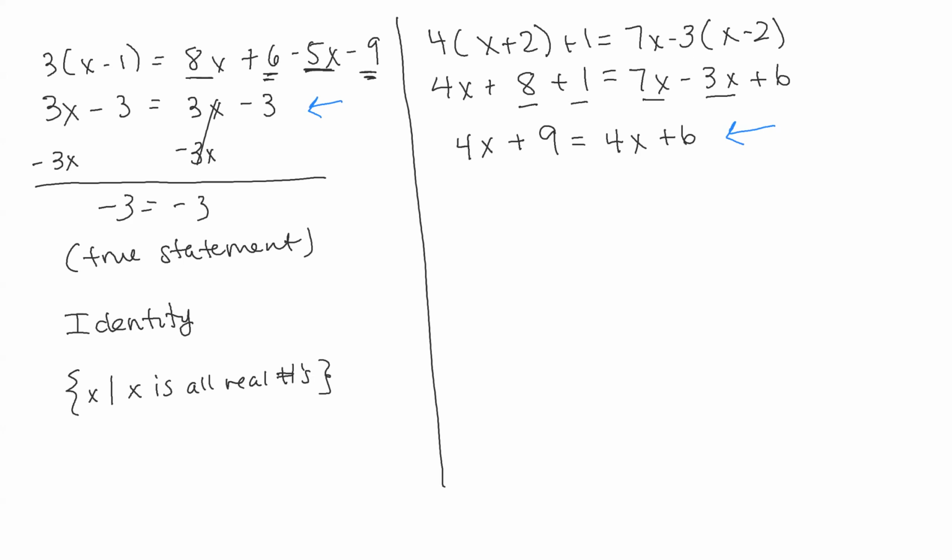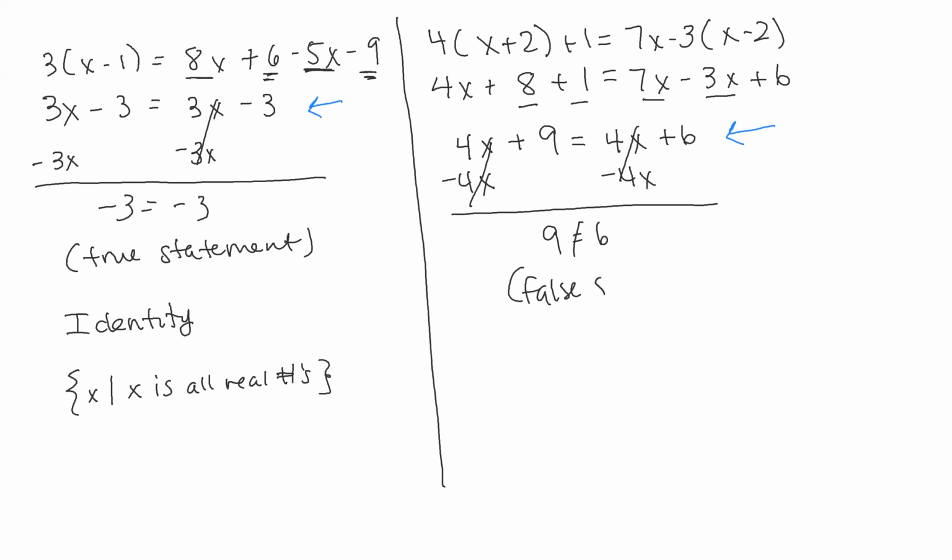So I want to move the 4x from the right to the left, so I subtract. All right, 4x minus 4x is 0. 0 plus 9 is 9. 4x minus 4x again is 0. 0 plus 6 is 6. And what do we know about 9 and 6? They're never equal. This is a false statement.